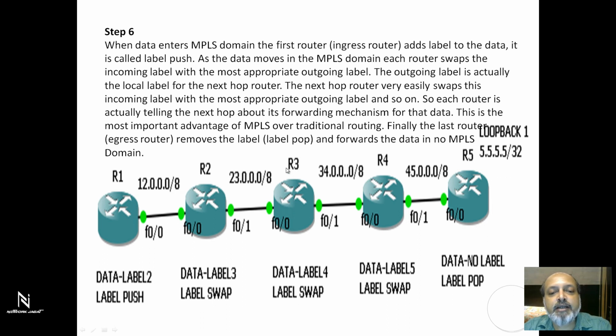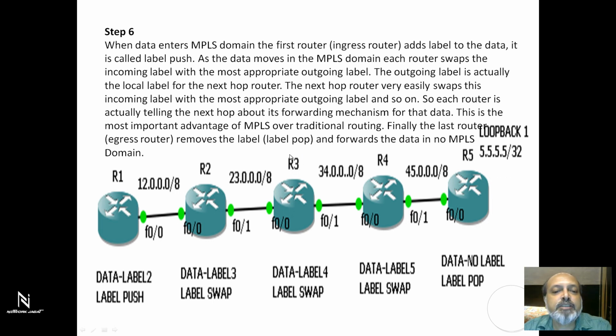R3 receives the data with level 3. R3 immediately understands that the data needs to be swapped with level 4, and whenever level 4 is applied, I should be pushing the data through F0 by 1. Now I think it is clear to you that indirectly R2 has provided information regarding what should be the exit interface for R3. Can you imagine?